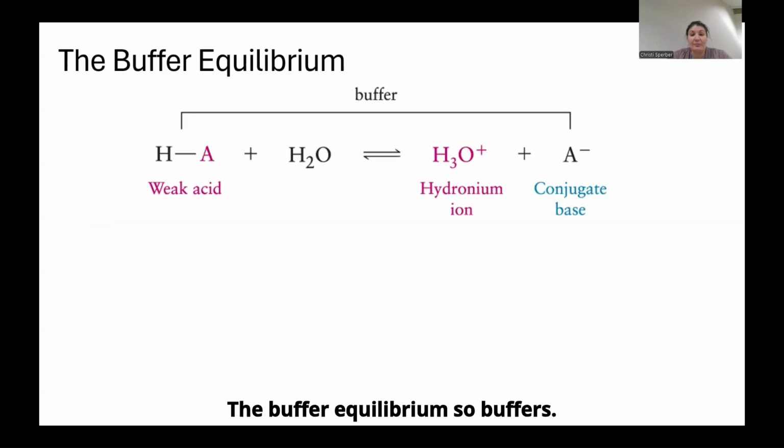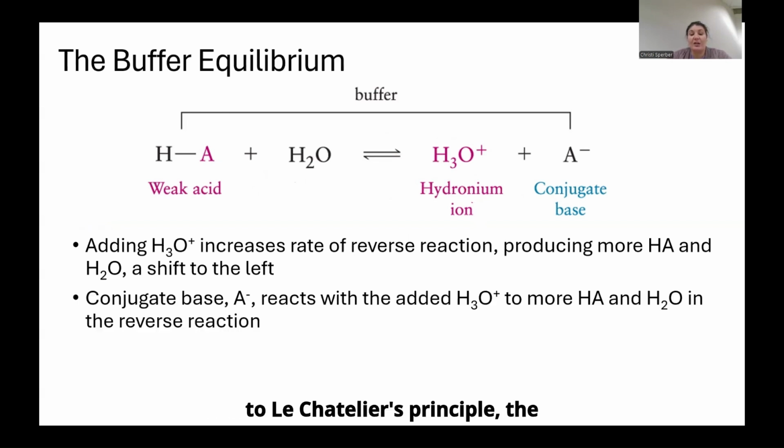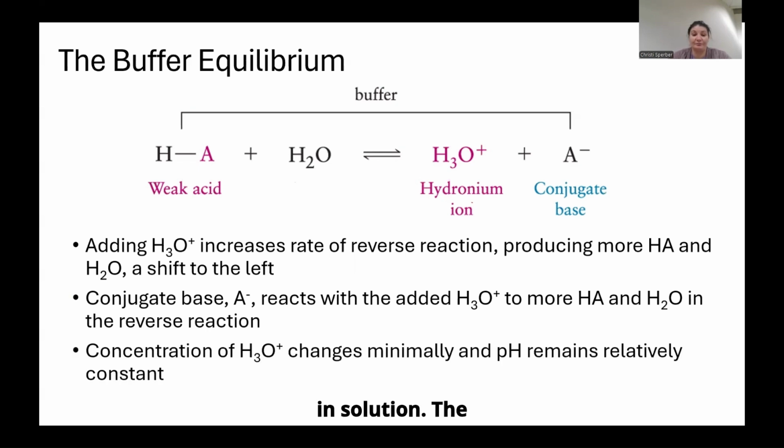The buffer equilibrium. Buffers have a weak acid in water going to hydronium ion plus the conjugate base. Adding H3O plus, so if you add acid, you increase the rate of the reverse reaction, producing more weak acid and water and a shift to the left, according to Le Chatelier's principle. The conjugate base reacts with the added hydronium ions to make more of the weak acid and H2O in the reverse reaction, therefore decreasing the amount of conjugate base in solution.